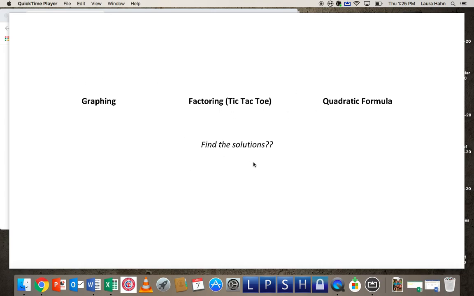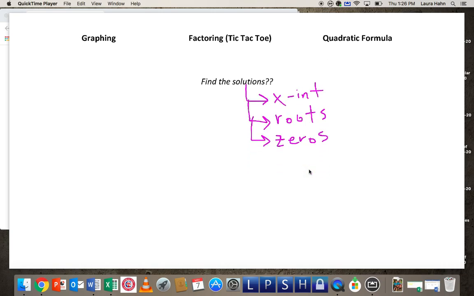So let's clarify really what we were finding. Well, solutions, guys. Another word for solution are the x-intercepts. You might hear it called roots. Or zeros. Okay, all of these words mean the same thing. So no matter which way I was doing it, when it asked me to find the solution, what I was looking for is where does my parabola cross the x-axis? And we had three possibilities for that.